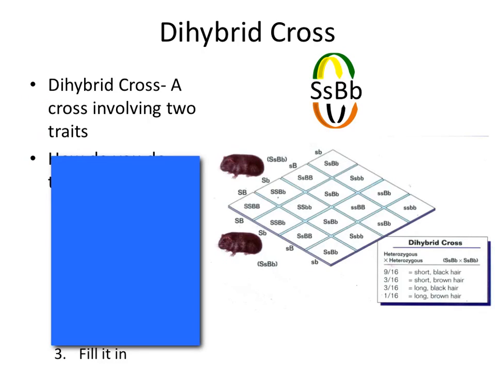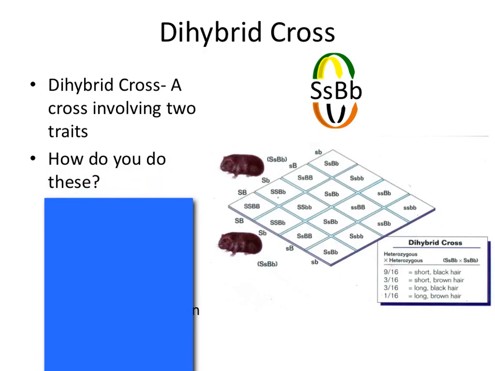Now, if we were going to do a dihybrid cross, we would be looking at two different traits. So a dihybrid cross is a cross involving two different traits. So you look over here, we have two different letters, right? We have S's and we have B's because we have two different genes controlling two different traits. In this case, we're looking at a gene for the color of the hair and also the length of the hair. So how the heck do you do these guys?